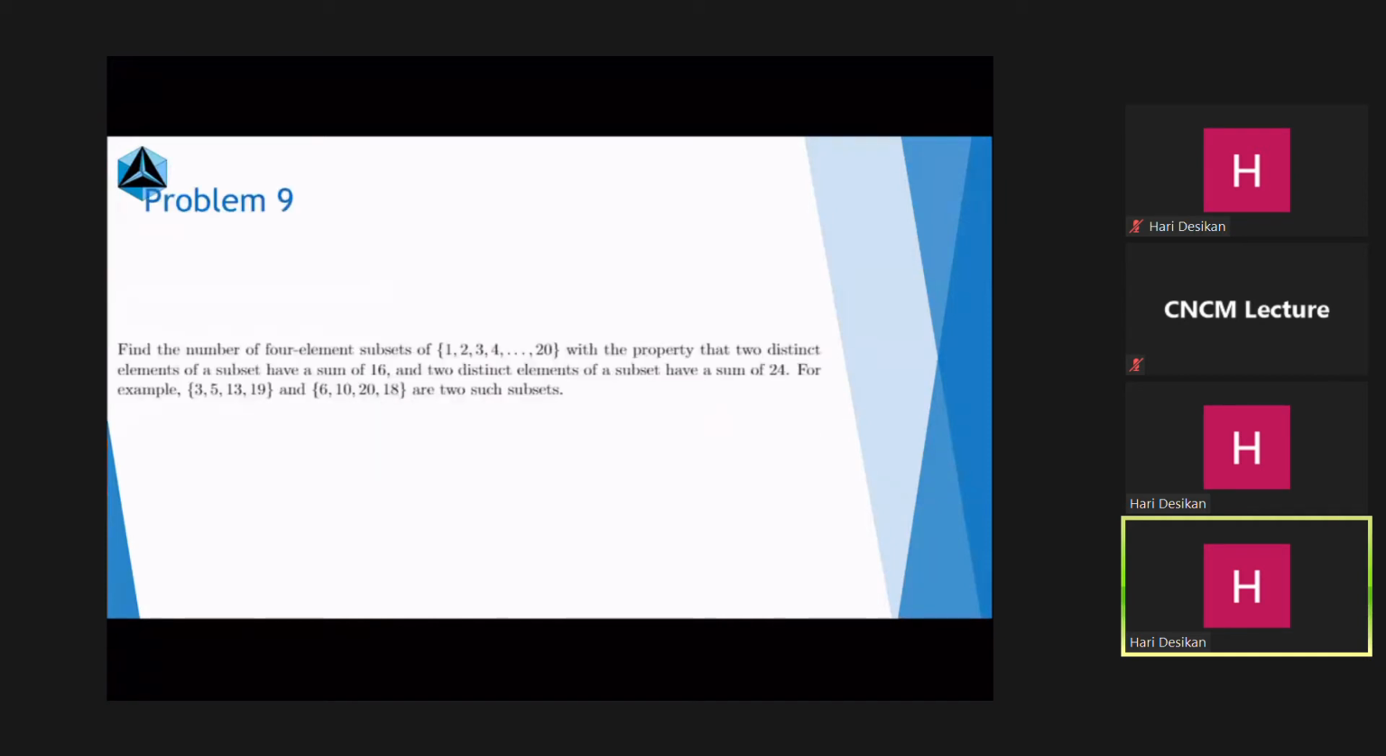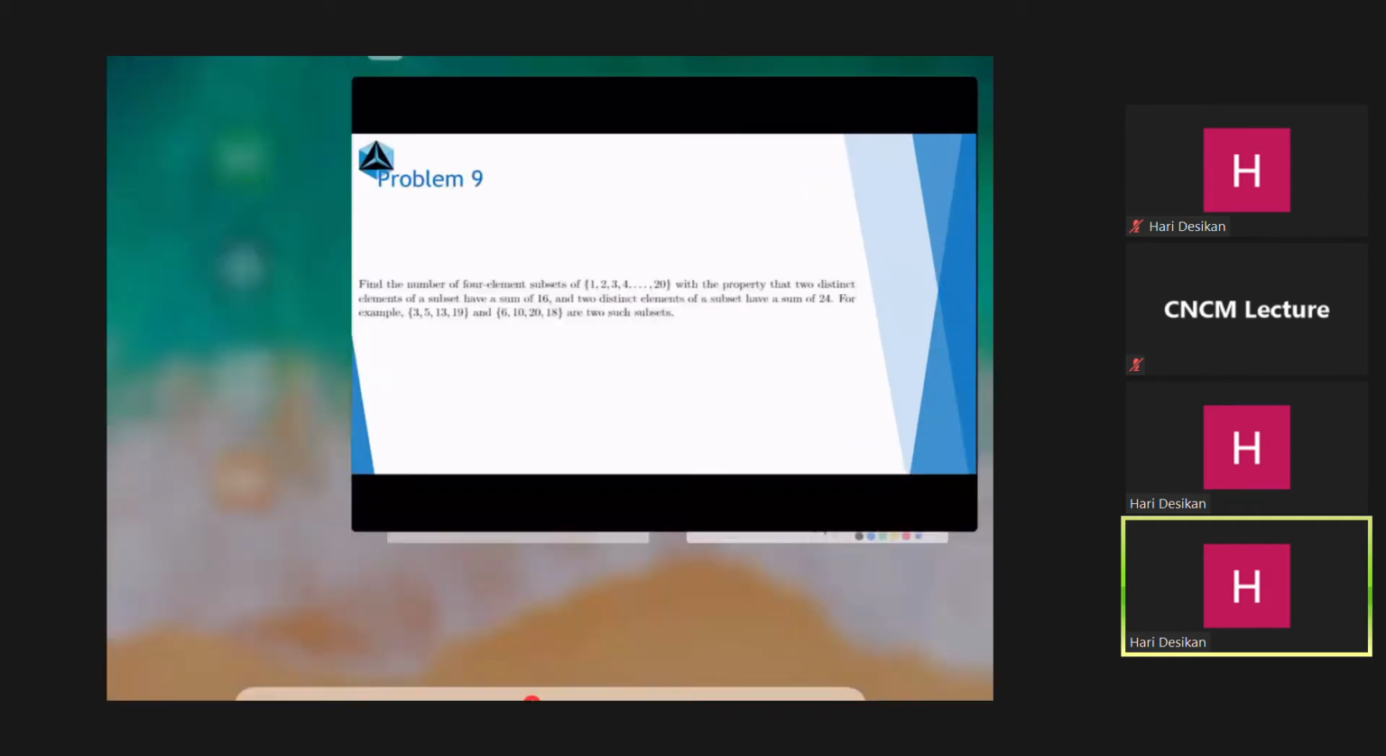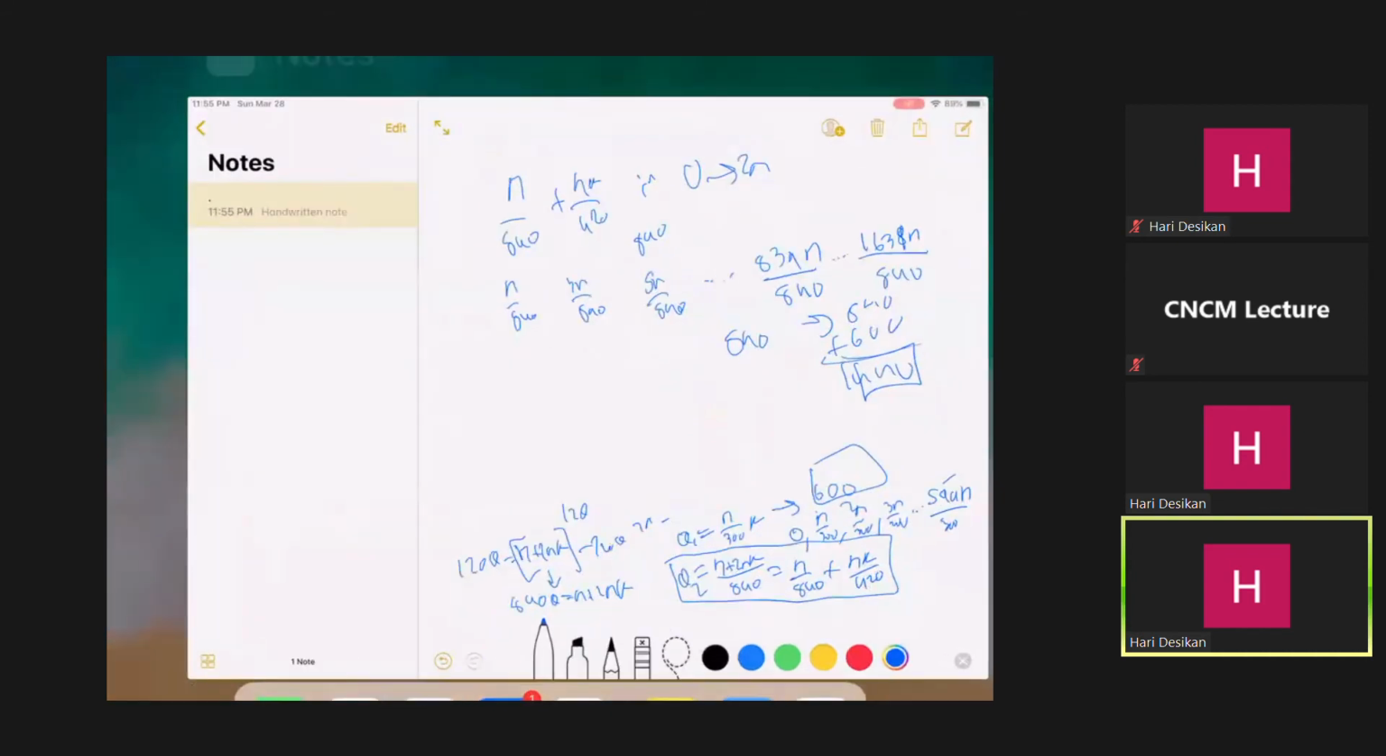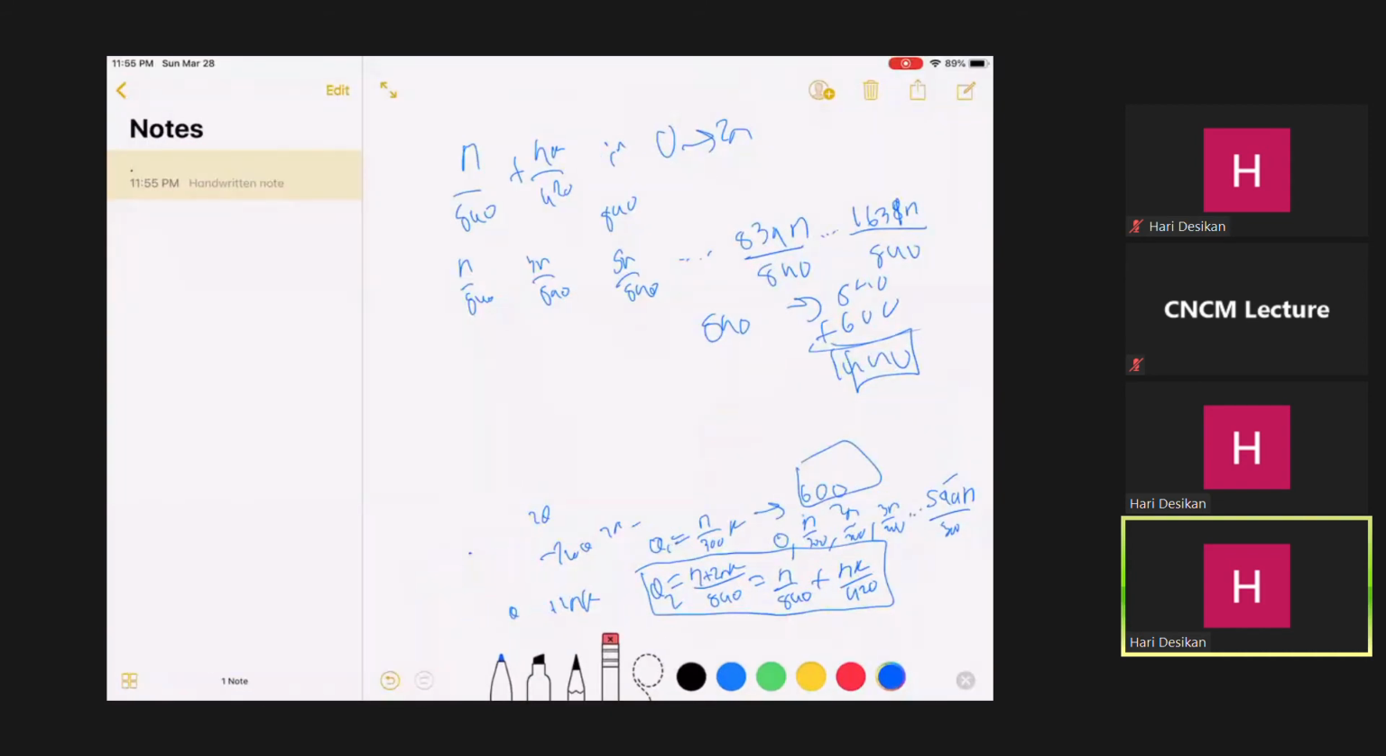Now here's a problem that on the surface looks quite reasonable, but there is a large amount of bash associated with this problem. So let's check this problem out. We're trying to find the number of 4-element subsets with the property that two of them sum to 16 and 2 of them sum to 24.